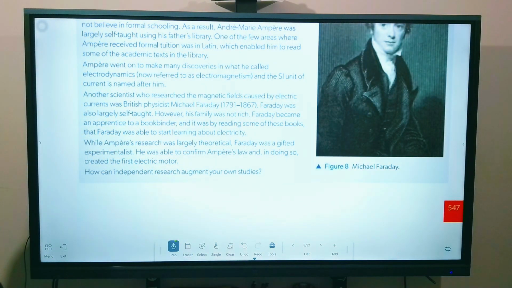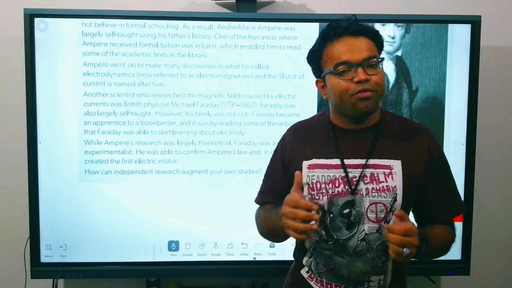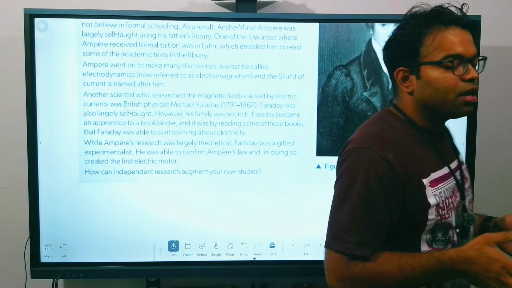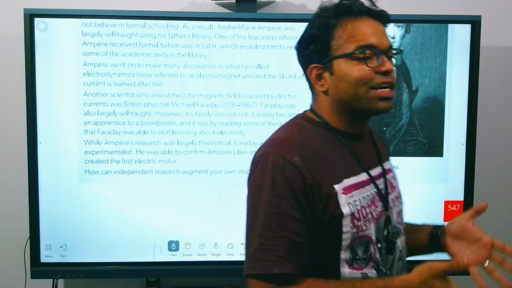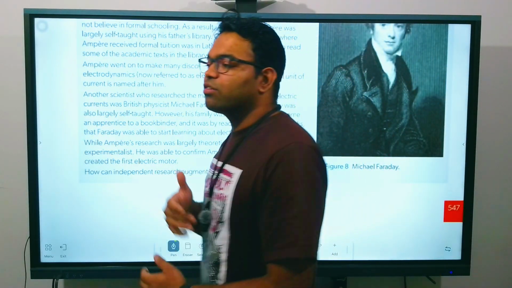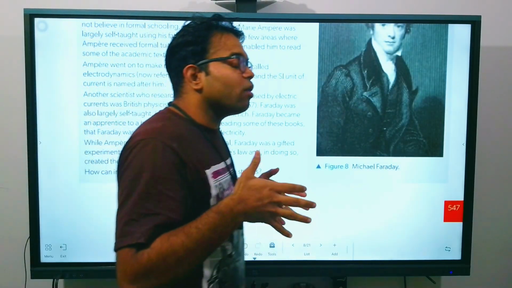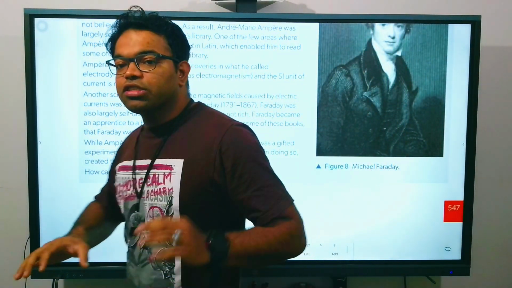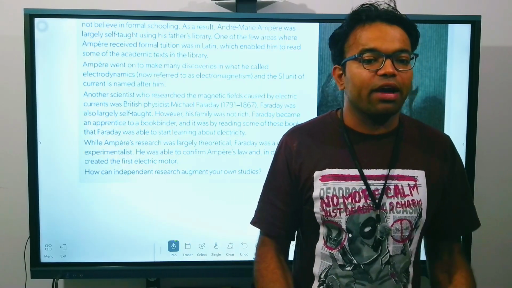Ampere went on to make many discoveries in what he called electrodynamics. What is electrodynamics? Electrodynamics is the phenomenon in which a charge starts to move. Electrostatics is when a charge is stationary. When the charge starts to move, we call it electrodynamics. There is a whole section called electrodynamics, and there are books called electrodynamics. This is not a single section in a small chapter. This is a whole study that we have to do.